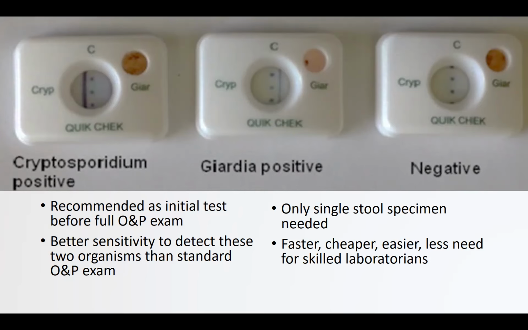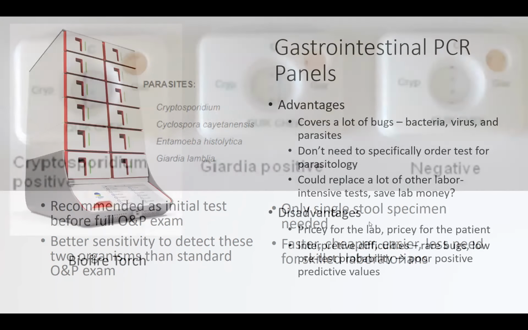We really get more O&P exams than we get Crypto Giardia antigens. Since it's more sensitive, you really only need one. You don't need those 3 specimens before you can call them negative. And obviously, it's faster, it's cheaper, it's much easier to do, and you don't need a real skilled person sitting there looking through the microscope. So this is really considered to be the best test to start with.